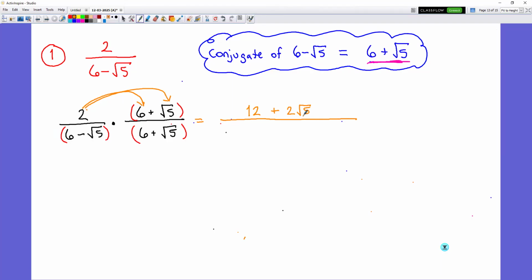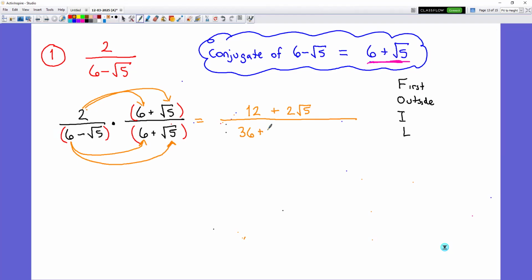Now on the next part, we are going to do FOIL because we do have a binomial times a binomial. Recalling from earlier videos, you may remember that you have FOIL, F-O-I-L. So remember, F stands for first. We're going to multiply the first terms. So we're going to multiply the 6 times the 6. That's the first terms. So that's going to be 6 times 6, which is going to be 36. So put 36 right there. Then the next thing we'll do is the outside terms. The outside terms in this case are the 6 from the first parentheses and the square root of 5, positive square root of 5.